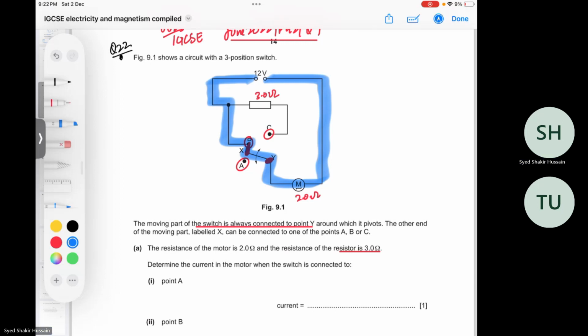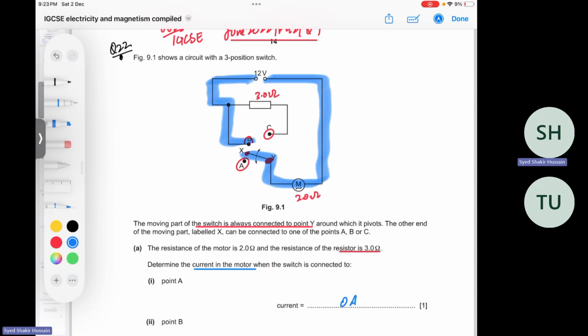Sir, but it's not passing through A. Come again? It's not passing through A. Determine the current in the motor. Okay, it's not passing, na? Very good. So there's a gap, so the switch over here is going to be open. Very nicely identified. So what would happen? What would be the current then? There would be no current. No current, so I would write 0 amperes.